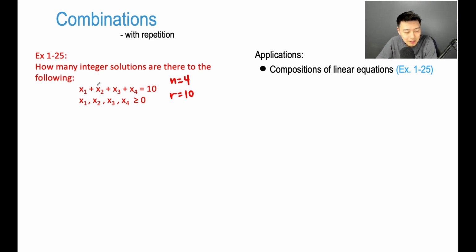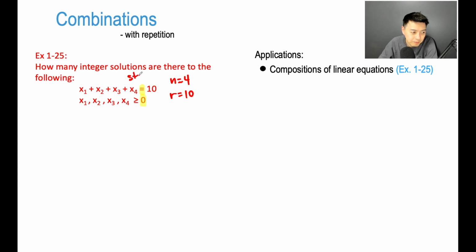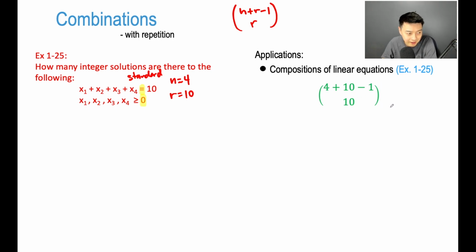Okay, so this is what we call standard form. I just want to highlight something. If this is an equal sign and this is a 0, this is called standard form. In standard form, we are going to directly plug it into the equation. Remember the n plus r minus 1 choose r equation; we directly plug it into that equation, and in our case, we get 4 plus 10 minus 1 choose 10.